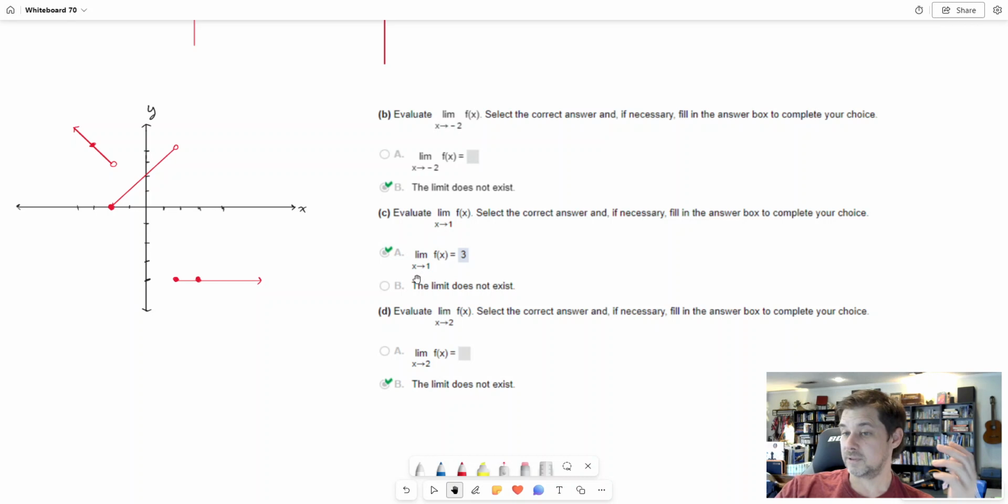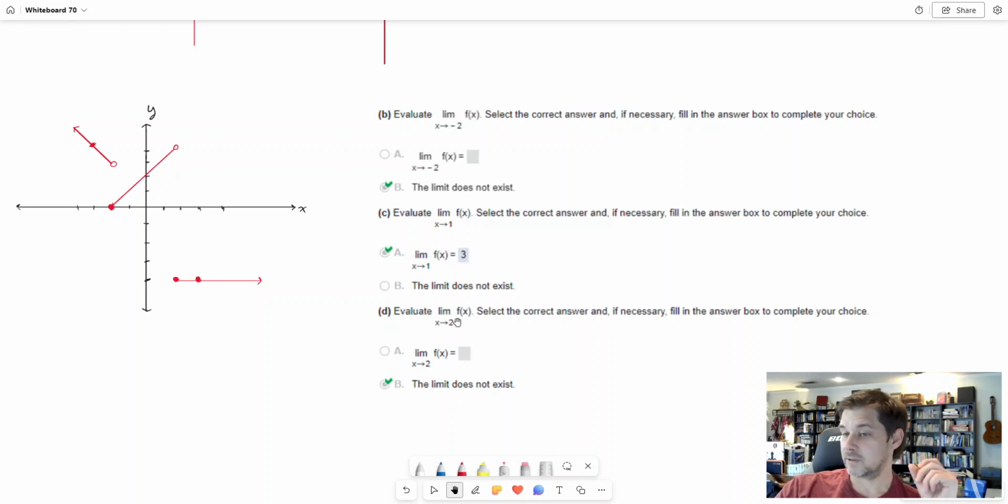The next one, what's the limit as x approaches 1? Well, 1's right here, and I get this point right there on the graph at 3. And there's no disconnection there. There's no jump discontinuity. And so since x is 1 gives you y is 3, then for the limit, if x was anywhere near 1, y would be close to 3. The limit's 3. Okay? So that limit has an answer.